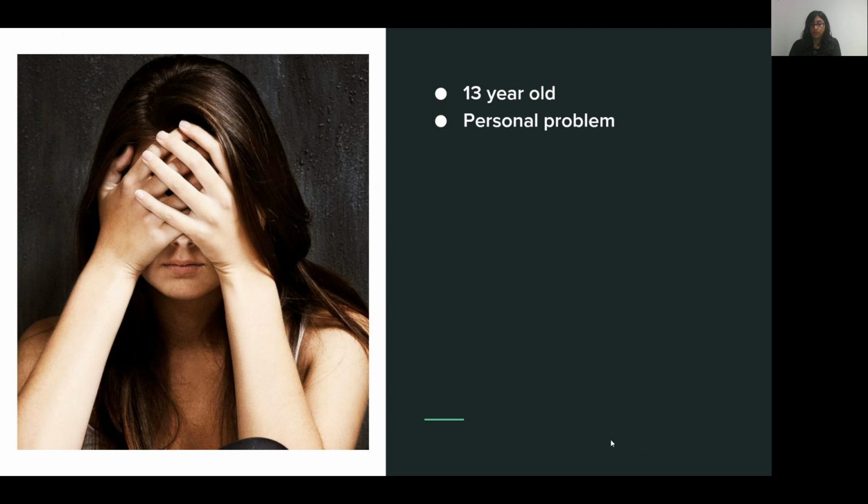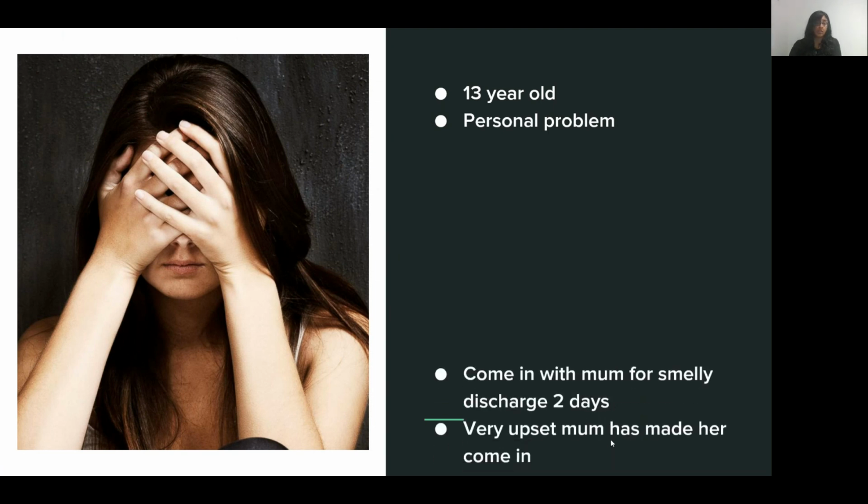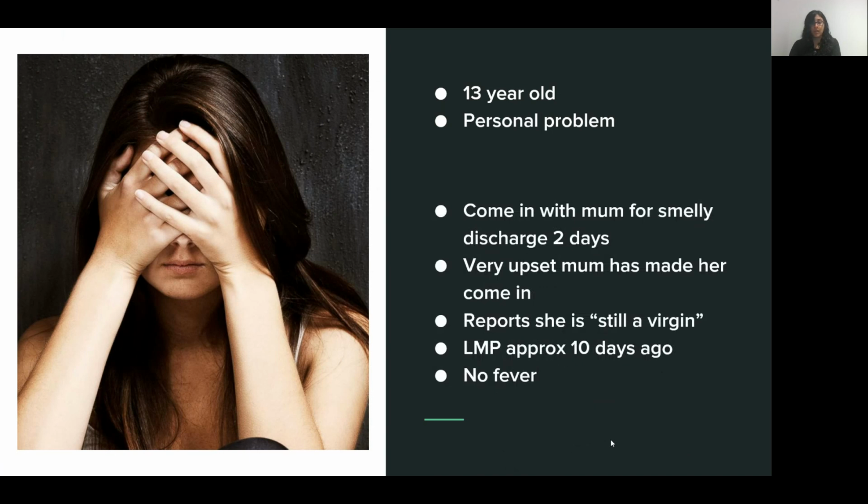So you get them both in an examination room, and this child is still just not talking to you in any way, shape, or form. There's a comment for pregnancy or any sex-related issues. So you come in and mum says she's noticed that her daughter's had really smelly vaginal discharge for the last couple of days.